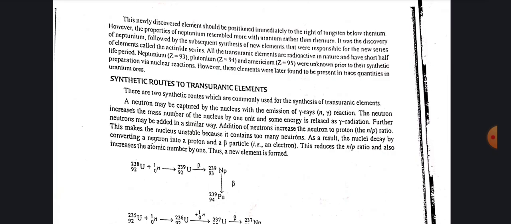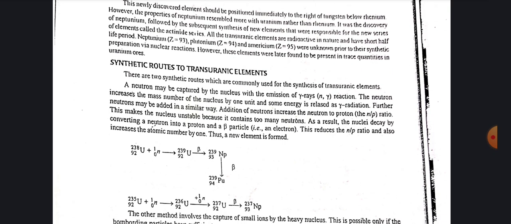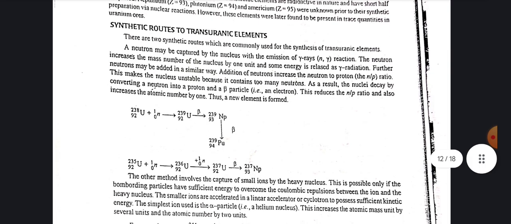However, the properties of neptunium resemble those of uranium rather than rhenium. The discovery of neptunium was followed by the subsequent synthesis of new elements that formed a new series of elements called the actinide series. All the transuranic elements are radioactive in nature and have short lifetimes. However, some of these elements were later found to be present in trace quantities in uranium ore, such as neptunium, plutonium, and americium.